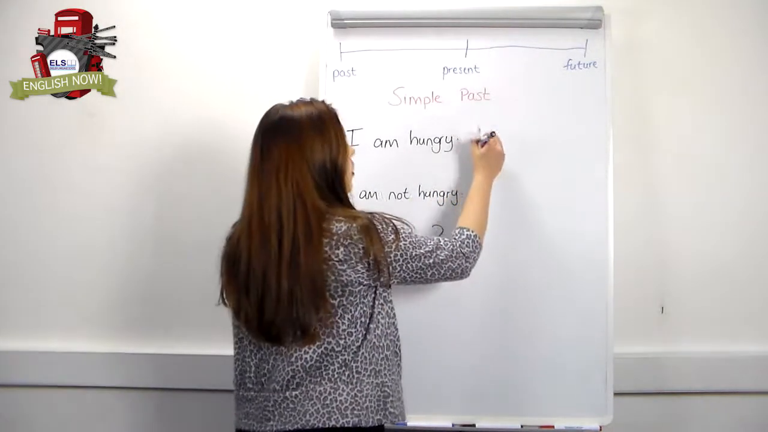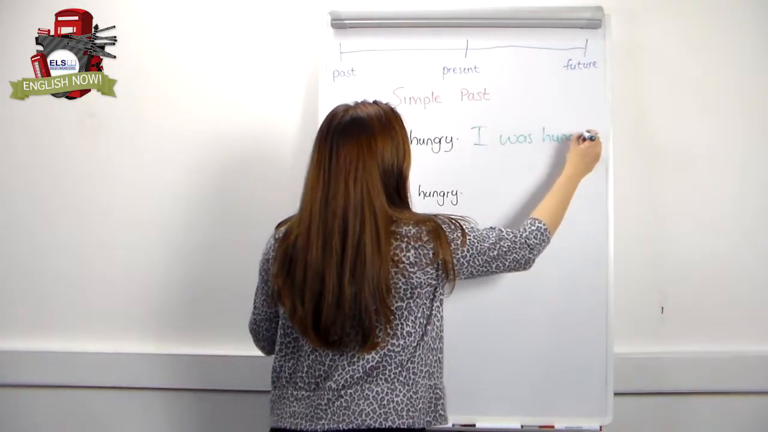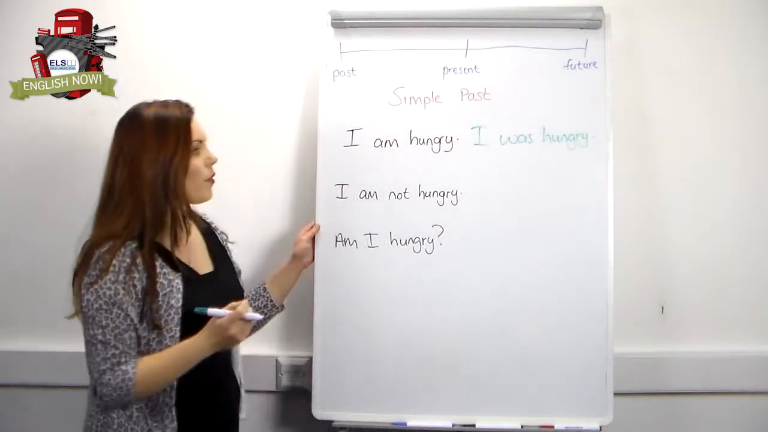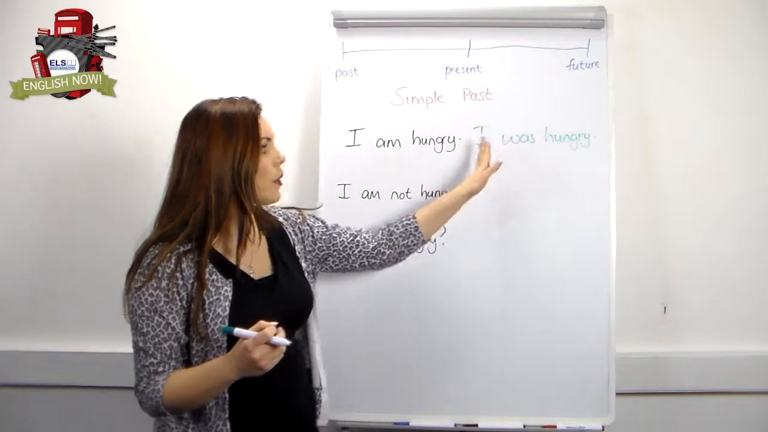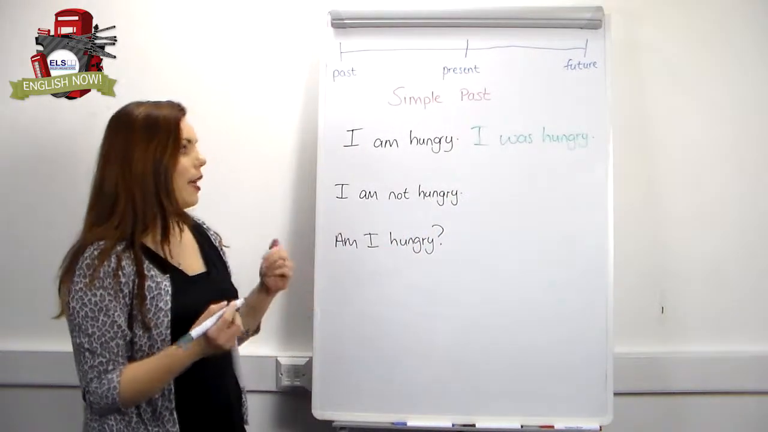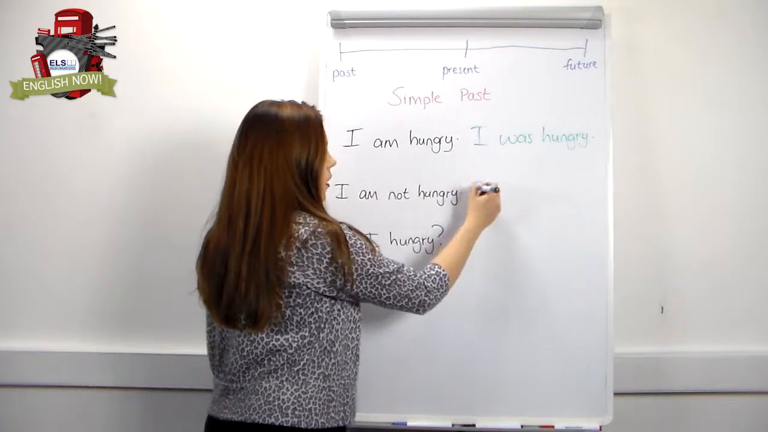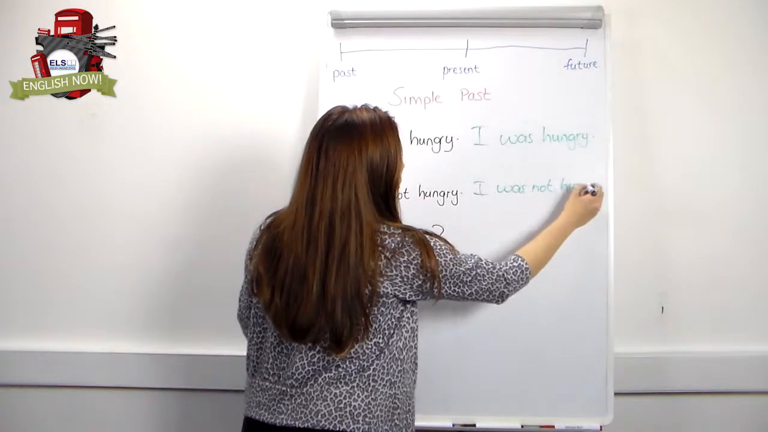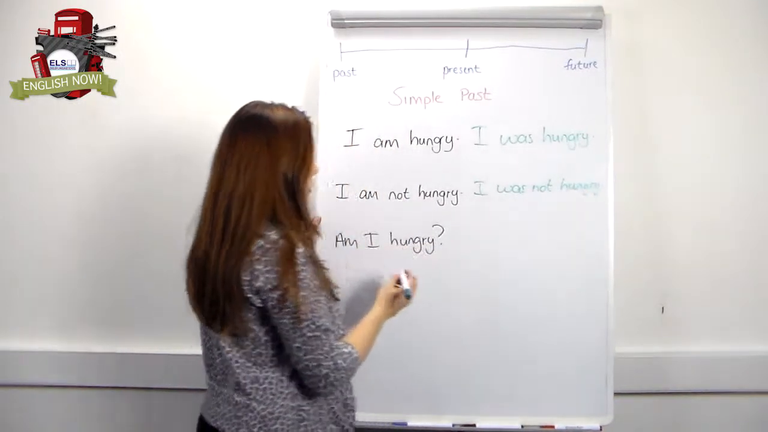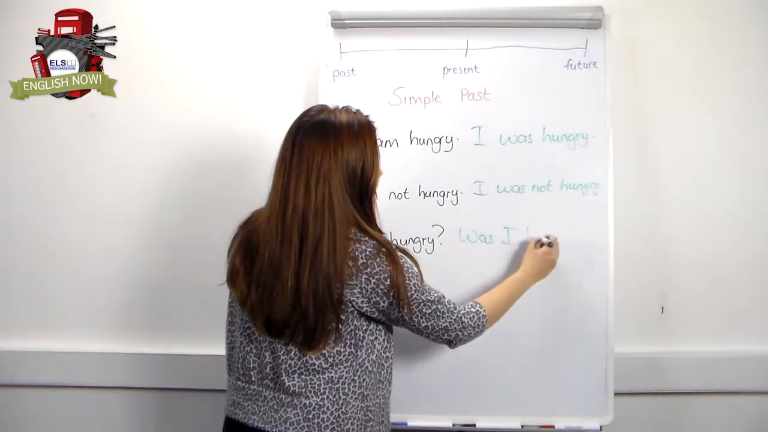I am hungry becomes I was hungry. The verb is be. It changes to was because the subject is I. I was hungry in the past. I was not hungry. Was I hungry?